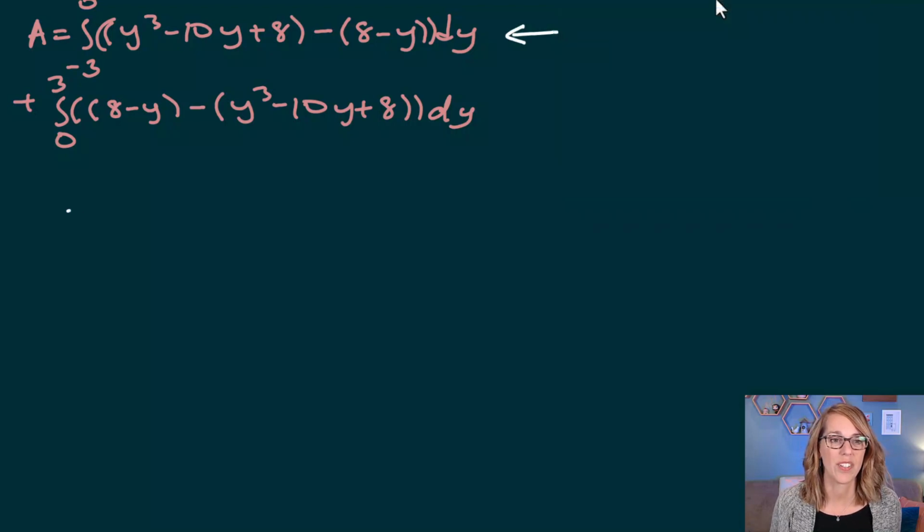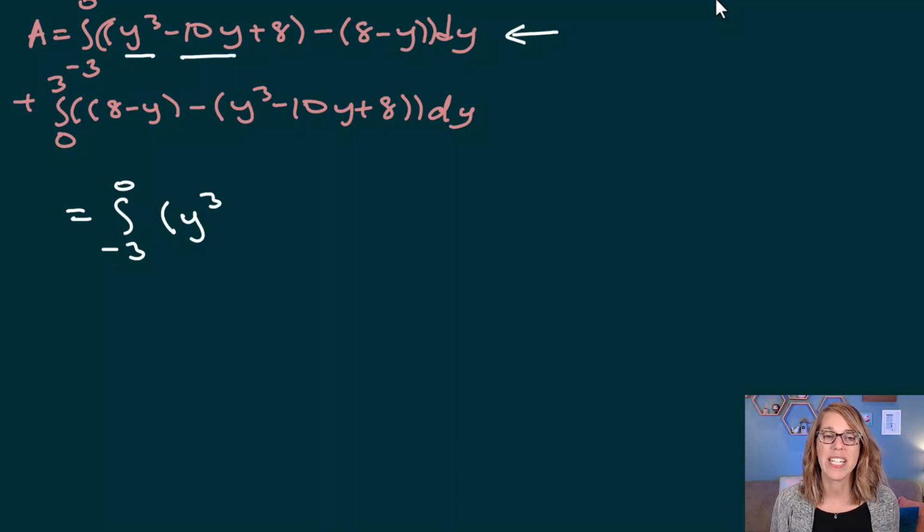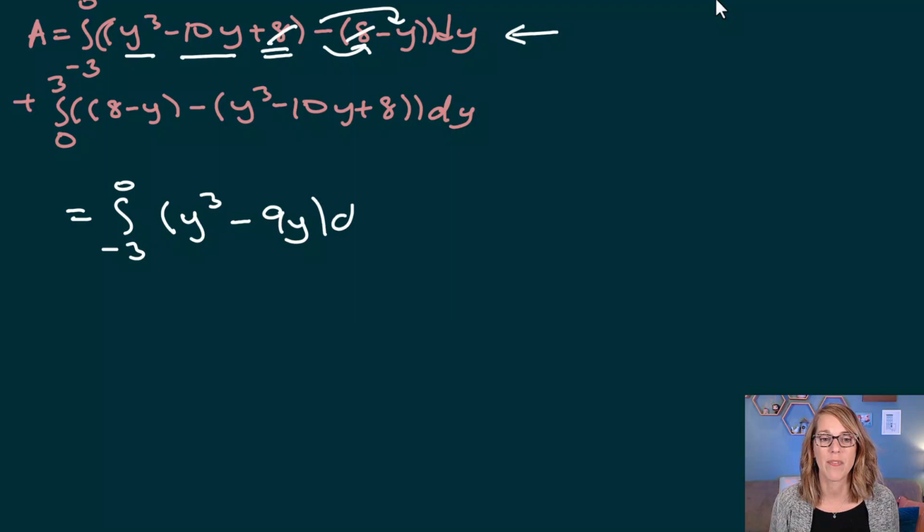In the first integral, I have the integral from -3 to 0. I'm going to just start working my way through. y cubed, there are no other y cubed, so that one's going to stay. I have a -10y, and then negative times negative y, that's going to be plus y. So -10y plus y is -9y. And then I've got my 8 minus 8, those cancel. And this is my first integral, and I leave the dy there.